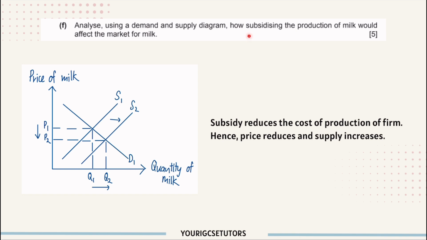Okay, so with subsidizing, we know that it will reduce the cost of production of firms. So the supply will shift rightwards. Because supply increases, you just draw this, and indicate there's a reduction in price and an increase in quantity. Okay, and then another 1 mark is awarded for your analysis, which is this. Subsidy reduces the cost of production of firms. Hence, price reduces and supply increases. So that's all you need to get 5 marks.